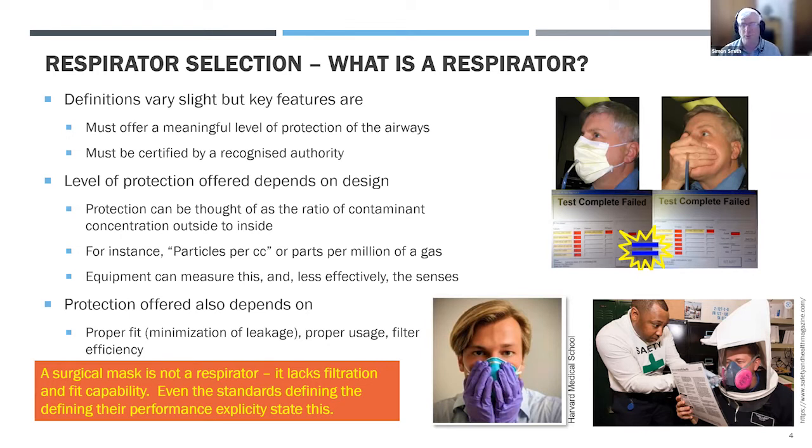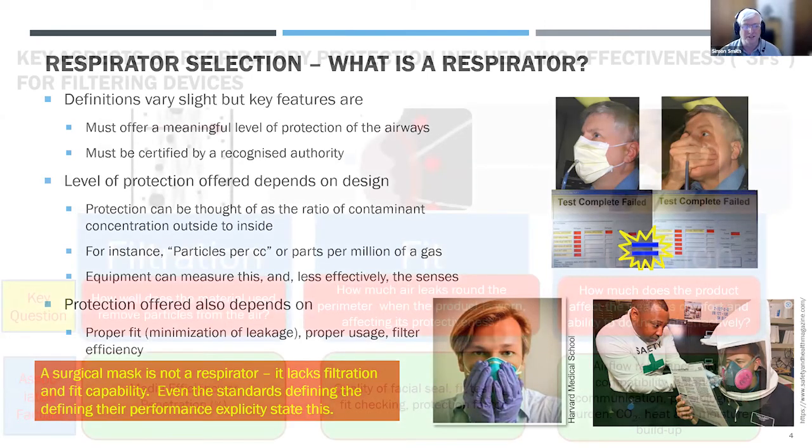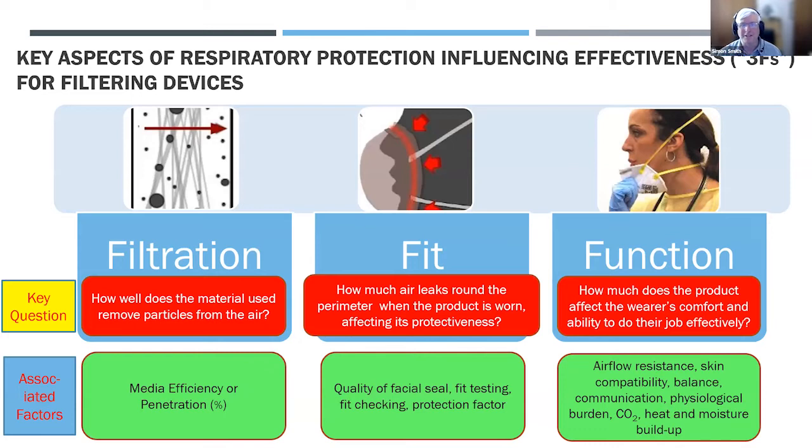The third one is function. So we talk about the 3 Fs in this sense for effective respirators: filtration, fit, and function. And these are the factors that all contribute to appropriate protection. If the material that it's made from does not effectively filter out particles, the product is going to be ineffective. If it filters out well, but still does not fit well to the face, there are problems because air will leak around and contamination will get into the breathing zone.